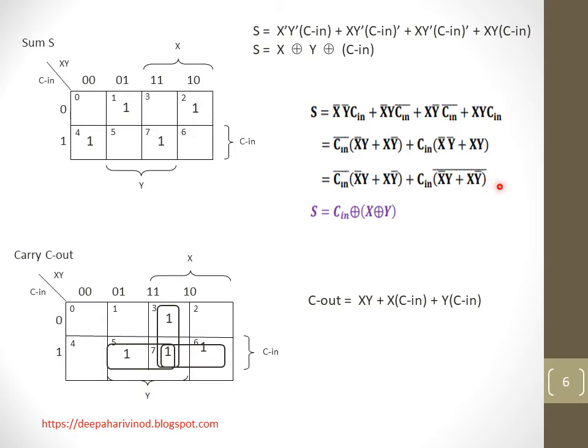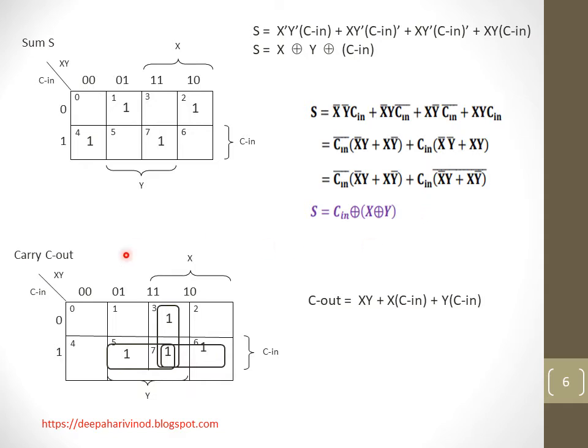So I can write the whole thing together using XOR. If I take this as x bar y plus x y bar, I can write this as x XOR y, plus Cin into x bar y bar plus x y, that is x XNOR y, so it will have a complement here. XOR, so a bar b plus a b bar will be the form. So it can be written as Cin XOR x XOR y.